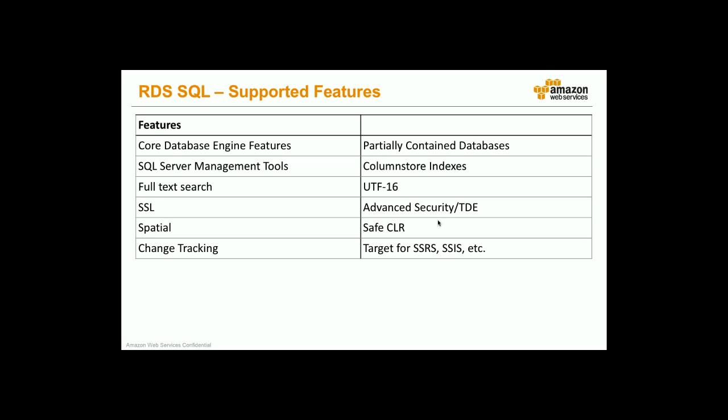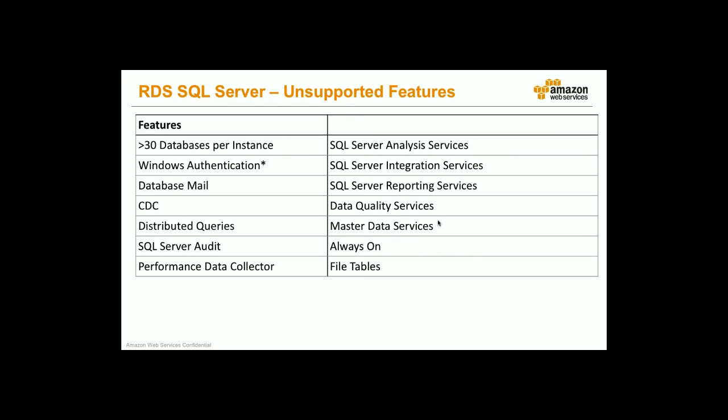However, you'll see on the next page, which is the unsupported features, a couple that I'll point out is we don't yet support more than 30 databases per instance. So for example, those people that are very highly virtualized, where they might have 100 databases running on a single instance, we would say, well, you'd have to probably do that on an EC2 instance.